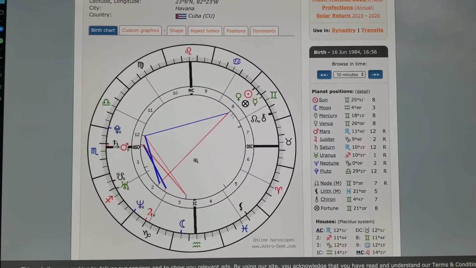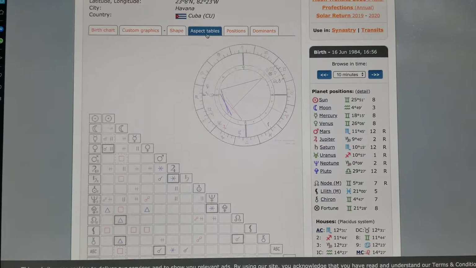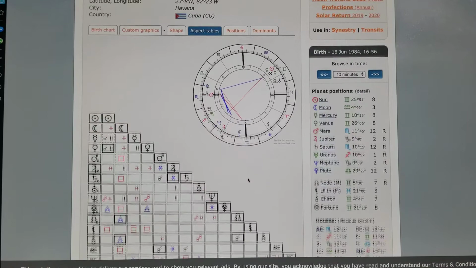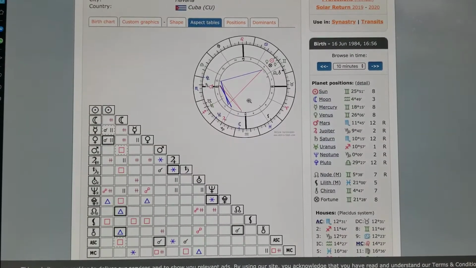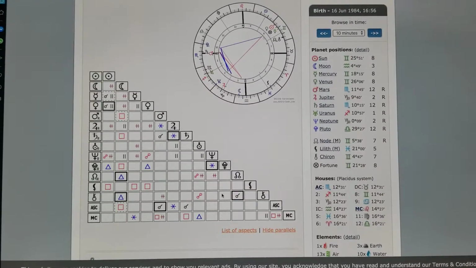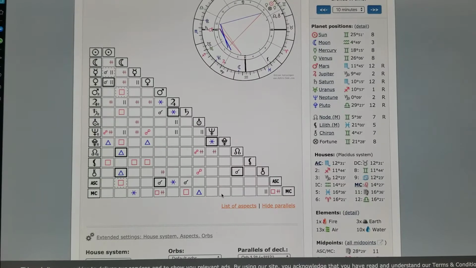Today I'm going to be talking about these lines in the middle and what they mean. These are called aspects. So once you bring this up, you're going to come up here. It says birth chart. This is where you are right now. Now I'm going to go to aspect tables. Okay, this comes up. You're still going to be able to see your chart, the graph, but now you have this aspect table. And then you can read what's happening. What are those lines? Okay, so there's a lot of aspects here.